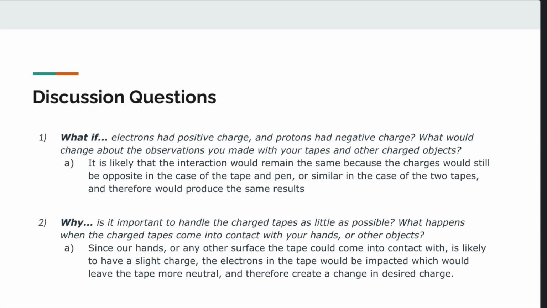Now, what if electrons had a positive charge and protons had a negative charge? Well, in this situation, nothing would change because the tape would still have the same charge as the other tape, and it would still repel. Why is it important to handle the charged tape as little as possible? Well, because when we handle it, the tape comes in contact with us and is likely having a change in the charge. Therefore, we are affecting the measurements and changing the desired outcome.